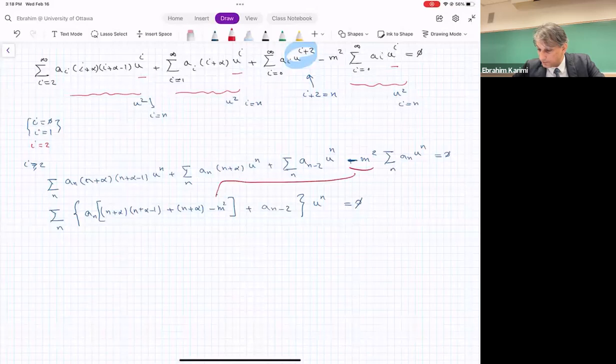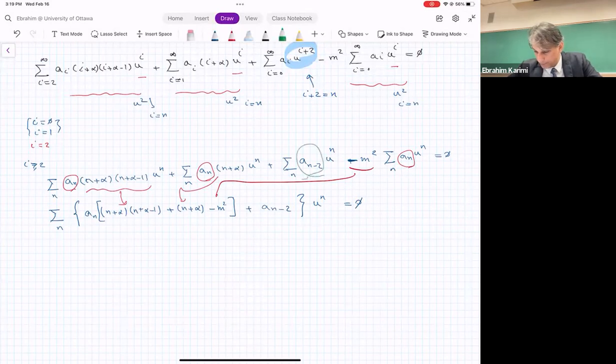This is that term, which a_n is identical for them. This term is that one. a_n also is identical. I factor out. This is that term, which a_n is factored out. Okay? The only term that is remaining here is this term.